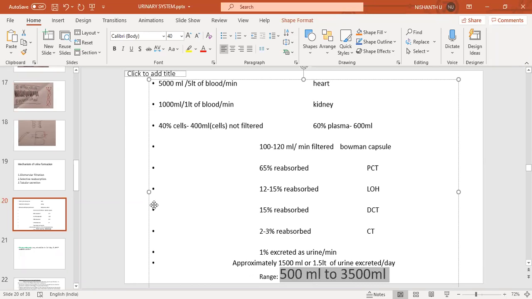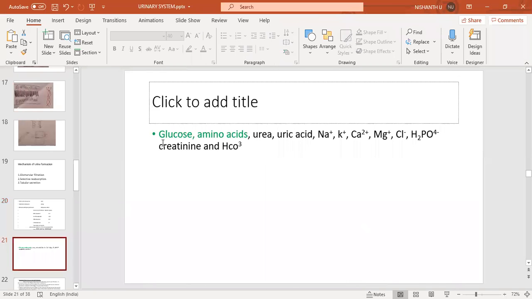Yeah. Now you come back here. Next point. These are the substances which are filtered, and some of them will get reabsorbed.